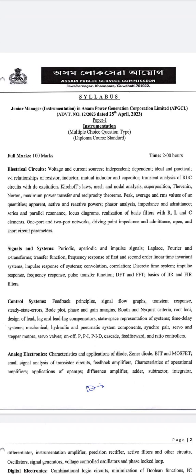Peak, average and RMS values of AC quantities, apparent, active and reactive powers. Phasor analysis, impedance and admittance, series and parallel resonance. Locus diagrams, realization of basic filters with R, L and C elements. One-port and two-port networks, driving point impedance and admittance, open and short circuit parameters.